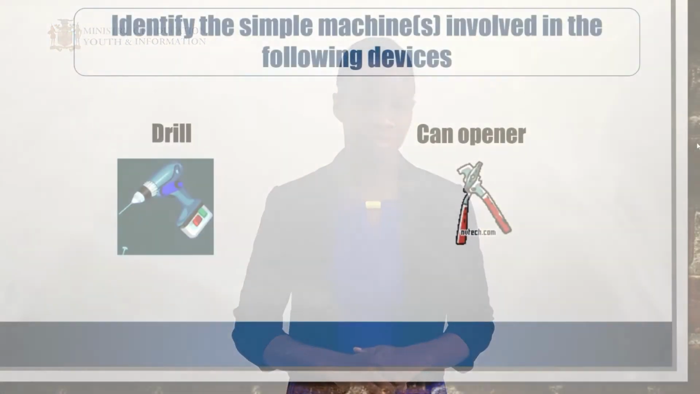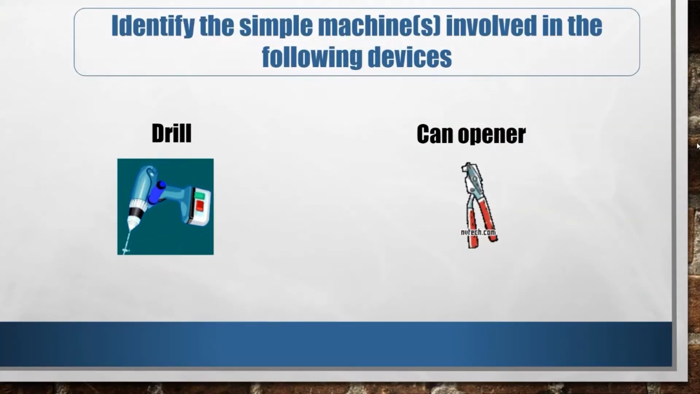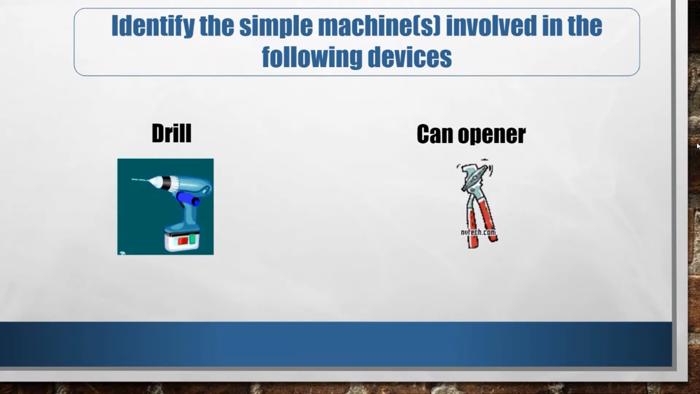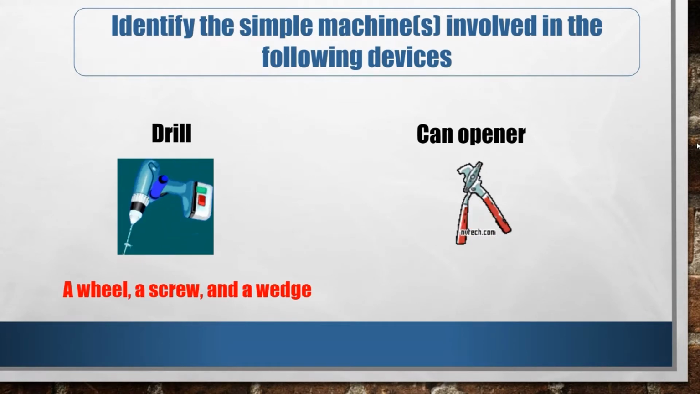What about a drill? When you think of a drill, right? What are the simple machines involved in a drill? Think about it, right? We want to get all of them. Yes, there is a wheel. There would be a screw, and of course the part that does the punching would also have a wedge. Right, good. And the final one, look at the can opener.